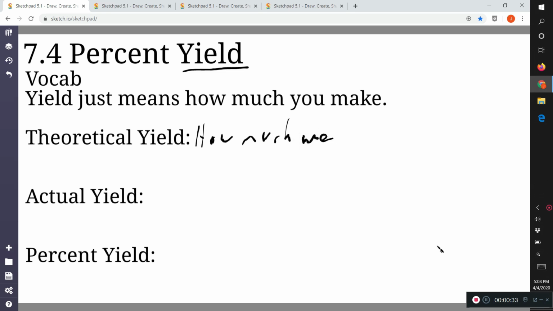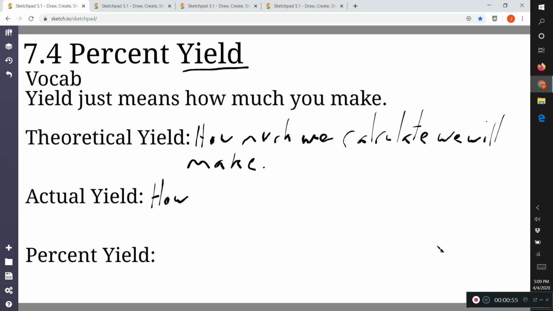we calculate we will make. So when we do all the math that we've been doing in 7.1 to 7.3, all the stoichiometry, we come up with, we're going to make 45 grams of this substance. That's our theoretical yield. The actual yield is how much we actually make.